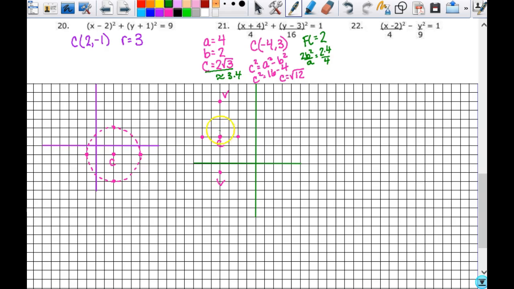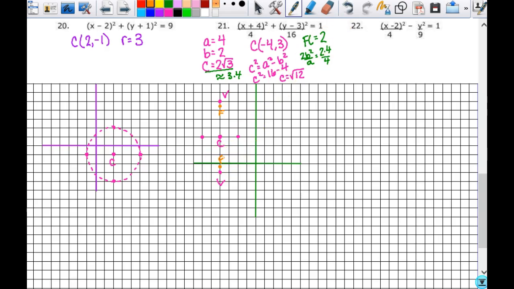So we're going to go from the center, 1, 2, 3.4. 1, 2, 3.4. Right about there. And then from that, so this is my focus. I just realized I made it the same color as the axis. My focus point.